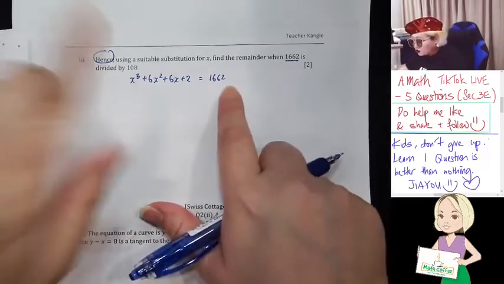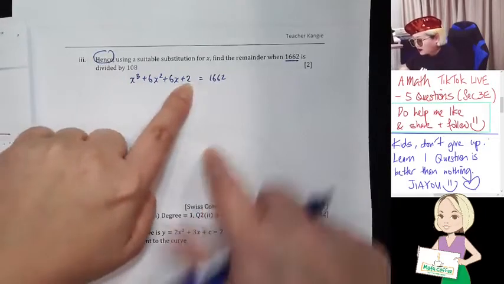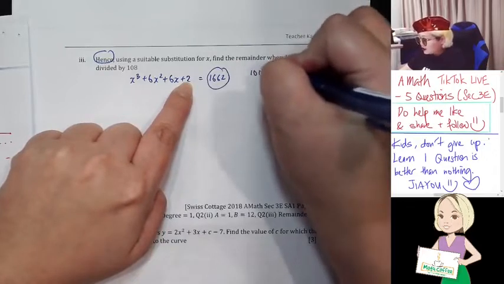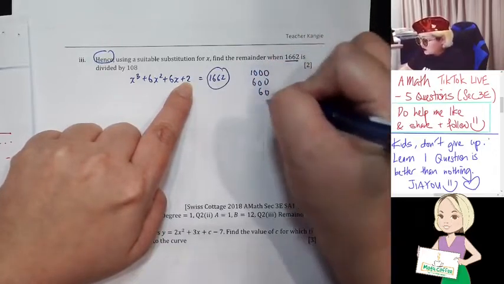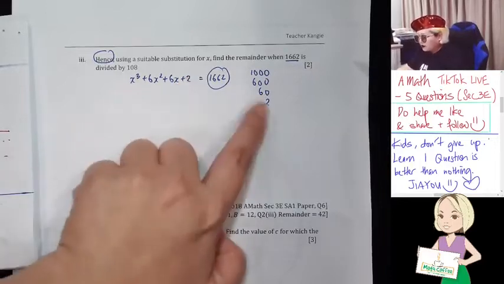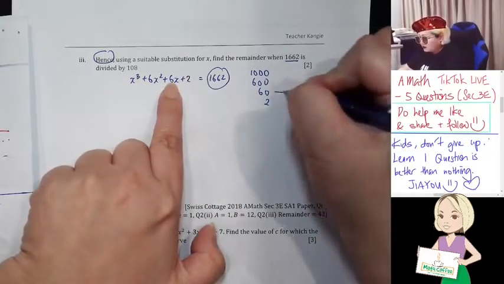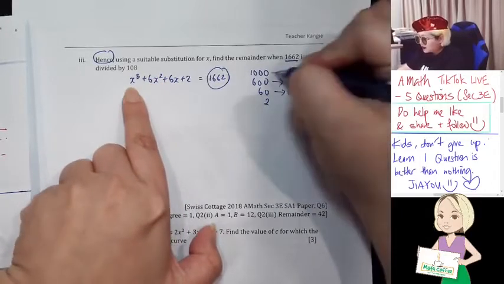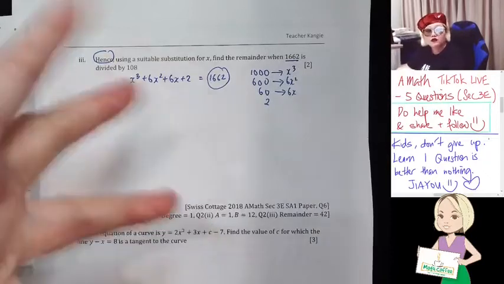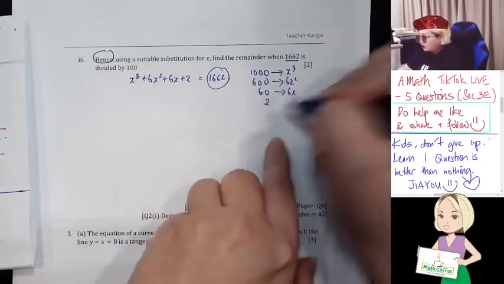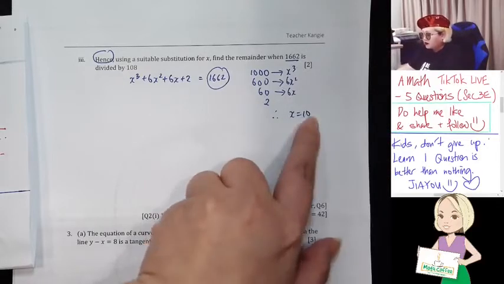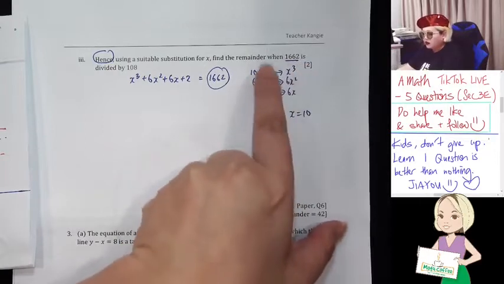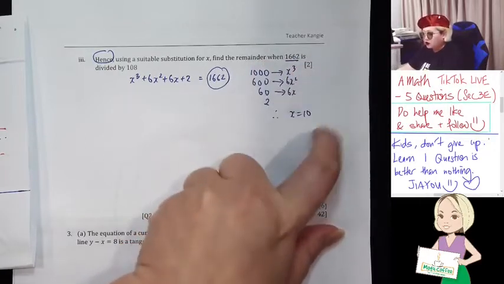So look at this, the trick is not by looking at the front, look at the back side. This one is, do you agree this is 1000 plus 600 plus 60 plus 2? Agree or not? So this 2 is this. 6x will be 60. 6x squared will be the 600. And the x cubed will be the 1000. So with this, I know that, oh, so therefore the x equals to 10. Agree or not? 6 times 10, 60. 6 times 10 times 10, 600. 10 cubed, 1000. So we know that x is equals to 10.